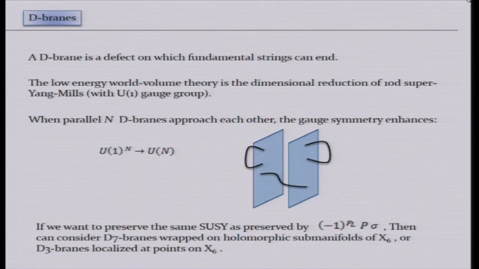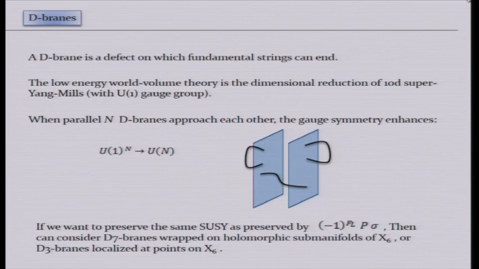Okay, the other object we need is D-branes. So, by definition, a D-brane is just a defect in which fundamental strings can end. That's the D-brane. The low-energy world volume theory on a D-brane turns out to be dimensional reduction of the 10-dimensional Super Yang-Mills theory. So you just take the 10-dimensional Super Yang-Mills theory and do a dimensional reduction from, I don't know, if it's a D7 brane, you do a dimensional reduction from 10 down to 8 dimensions. If it's a D6 brane, you do a dimensional reduction from 10 down to 7 dimensions, and so on. Okay? So that's a very simple way to think about the world volume theory.